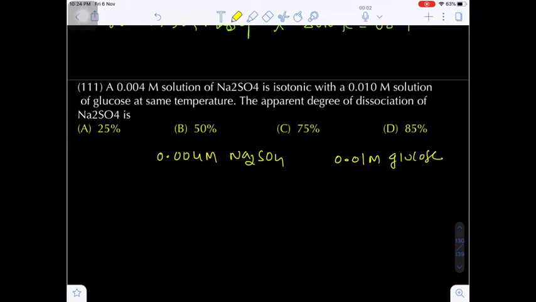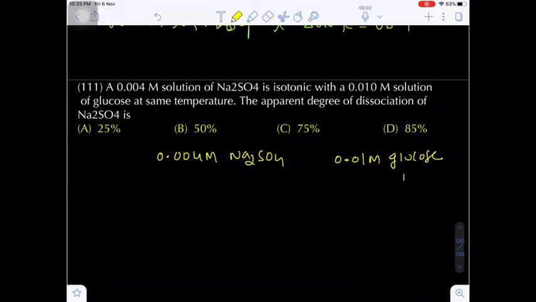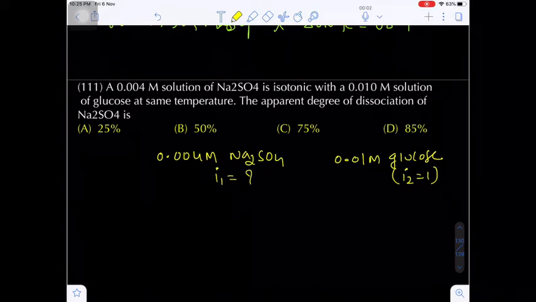Now here, first of all, what is the iota for glucose? The i2 value I am taking as unity. Do you know what is the van't Hoff factor for sodium sulfate? That is to be calculated. Iota is to be calculated.